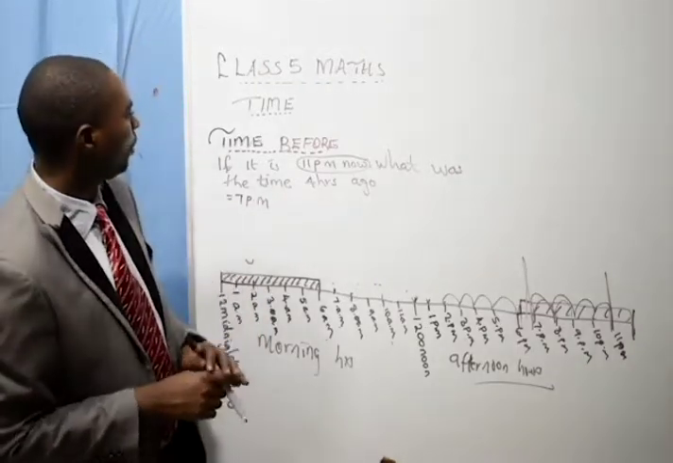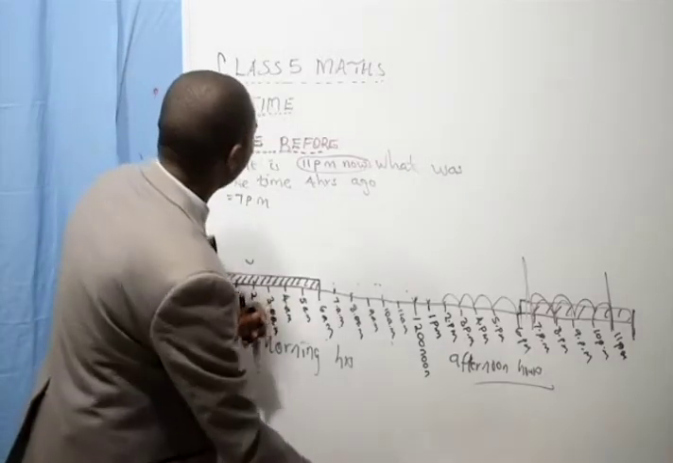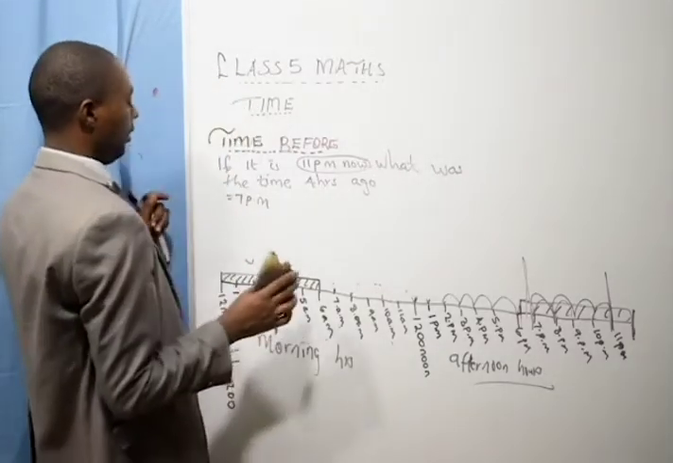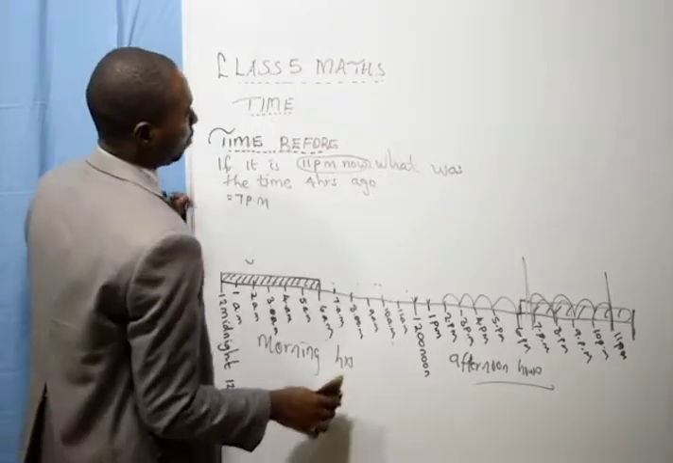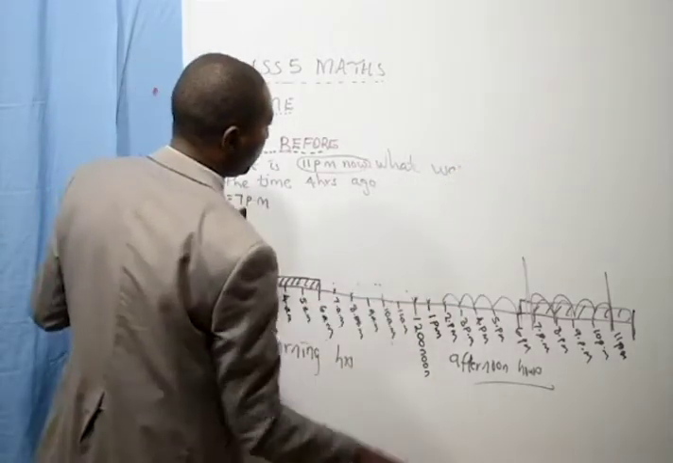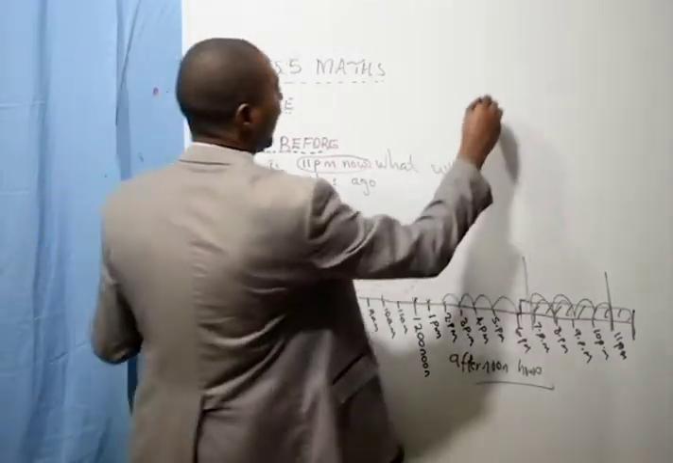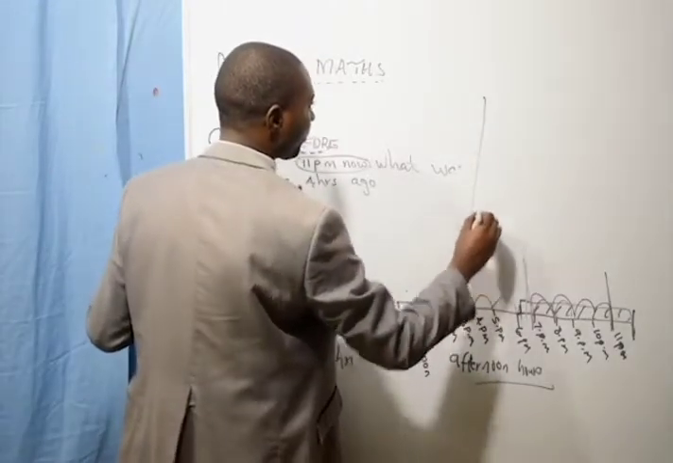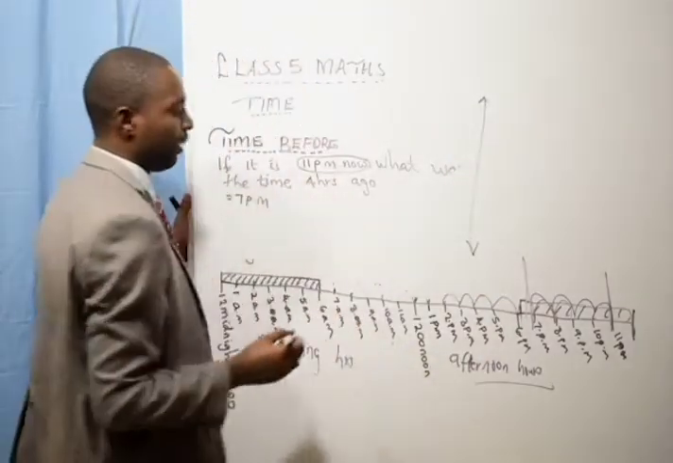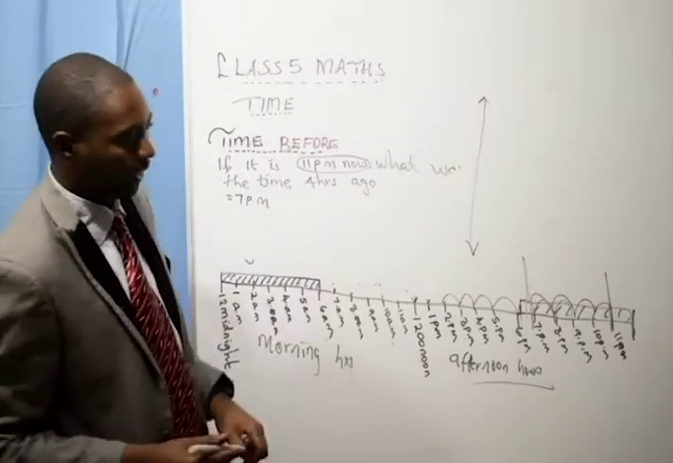Now I want to show you a simpler method of calculating the time ahead and the time before that can be used. There is a simpler method that will help you get to this. Anytime they ask you the time ahead, we add. The time behind, we subtract.